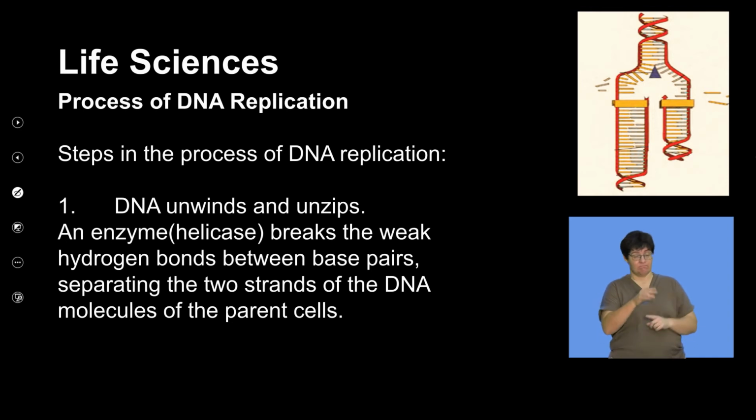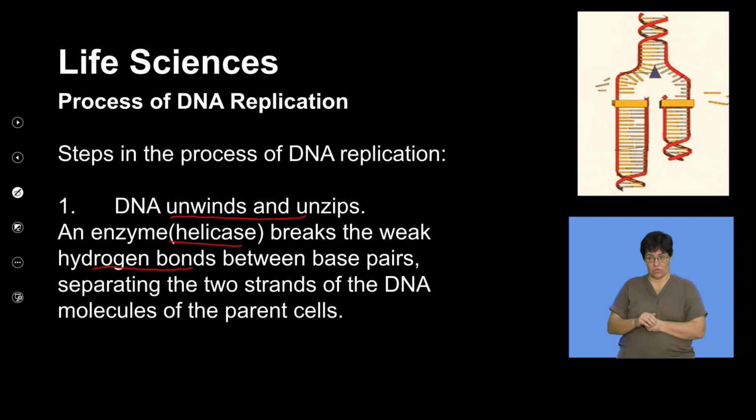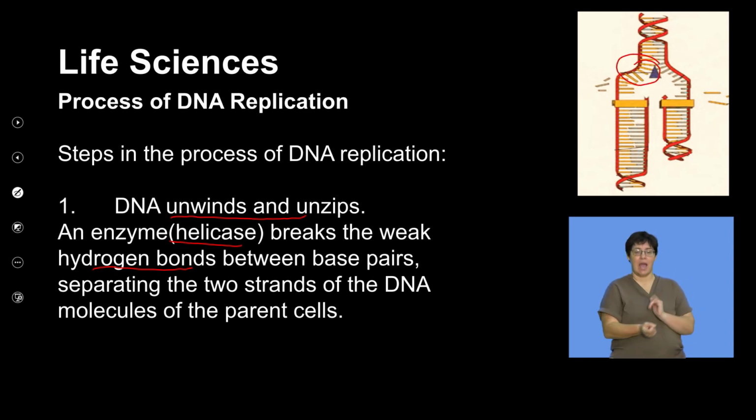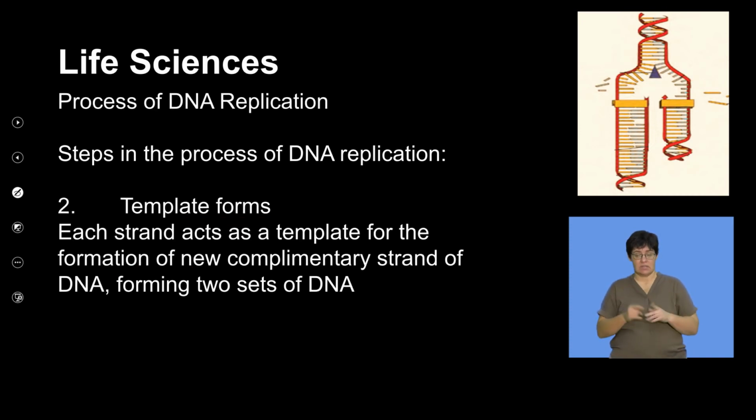So if we were to wrap this up in a few steps, the steps are as follows. The DNA unwinds, unzips. An enzyme called helicase helps to break the hydrogen bonds, as I've indicated in here. So this is the enzyme that's going to break them up. And this causes the two strands to separate, creating what we refer to as DNA templates. Okay? The second process would be that these templates form, and each strand acts as a template so that new complementary bases can come in and form.